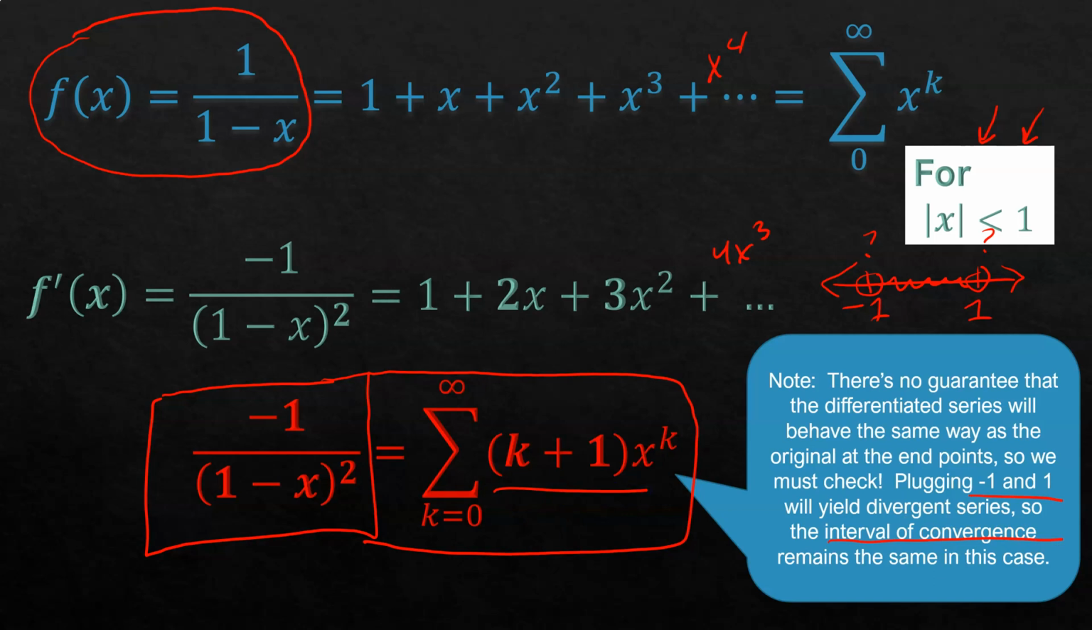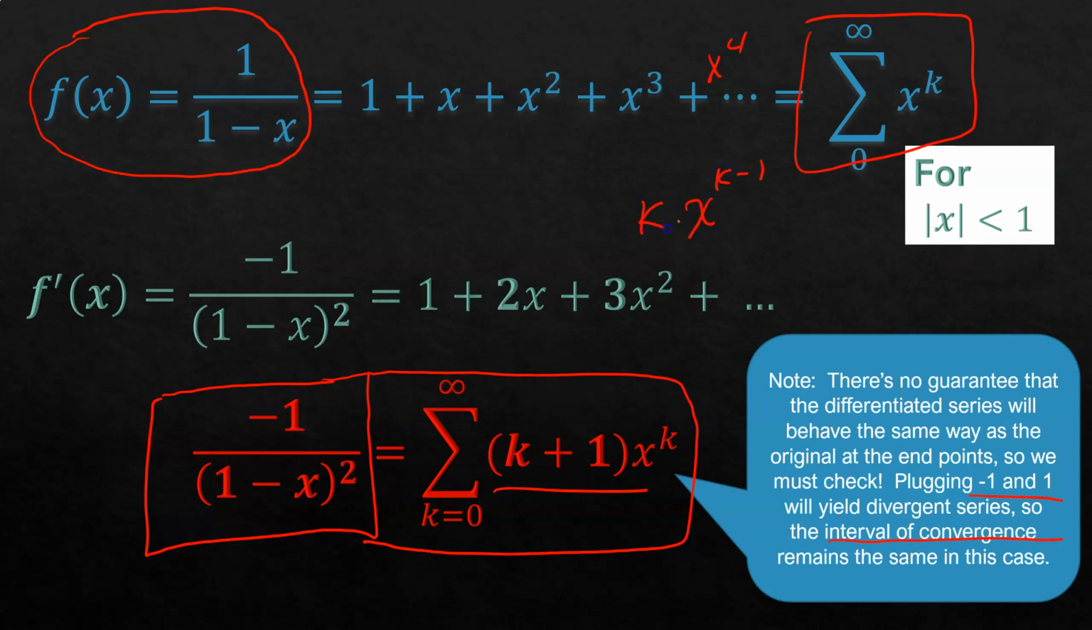Now, does it always remain the same? No, you do have to check the endpoints. The theorem that is proven says that you can only take the derivative within that interval of convergence, and then you do have to check the endpoints. One thing you may notice here is that if we did just take the derivative of this the way it is, then shouldn't we get x to the k minus 1 with the k in front? Why is it here that I wrote k plus 1 times x to the k power?